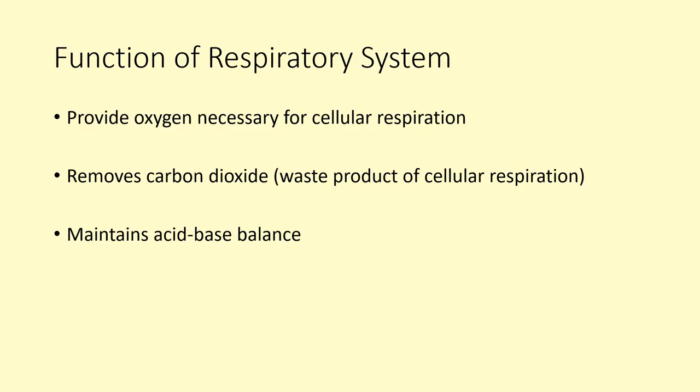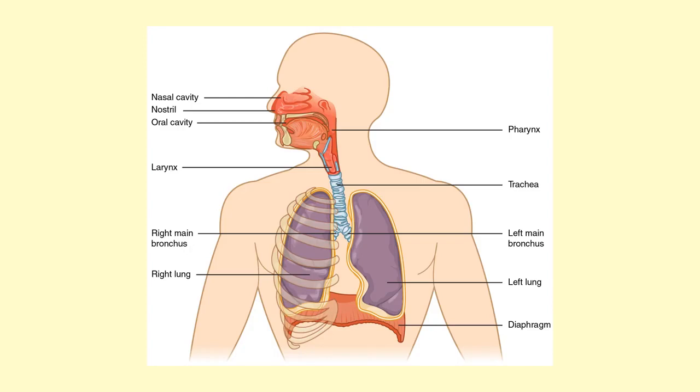The overall function of the respiratory system is to provide oxygen that's needed for cellular respiration, which in turn provides energy for the cell. A waste product of cellular respiration is carbon dioxide, CO2, and so the respiratory system also functions to get rid of that carbon dioxide. If levels get too high, it becomes toxic, so it has to be removed. It also plays a huge role in maintaining acid-base balance.